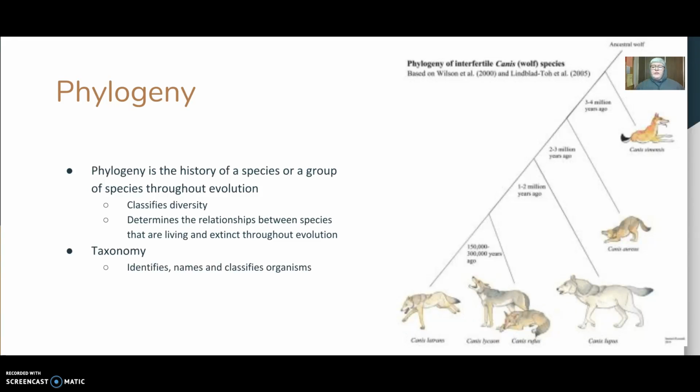So to the right over here, there is a phylogenetic tree of the infertile canis, or the wolf species, and you can see from 3.5 million years ago to 150,000 to 300,000 years ago, there's already a big change in the genetic makeup of the wolf. Just by looking at their coat or their fur, you can see the change in the color already.